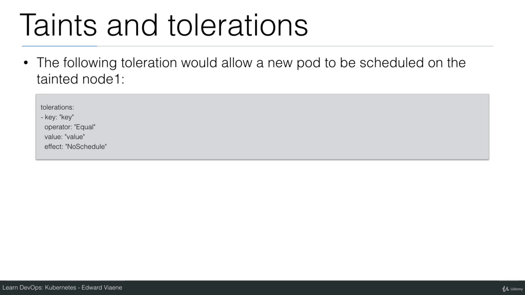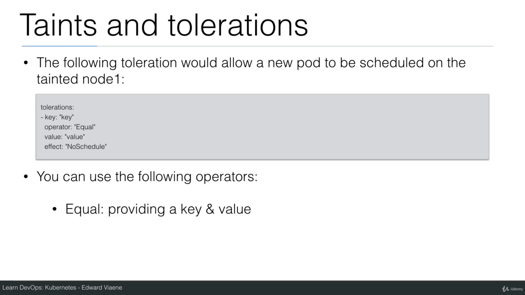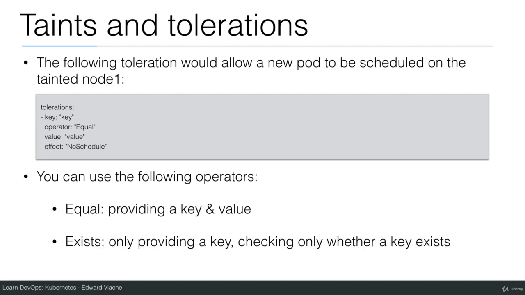So if you would create a pod or a deployment that uses this pod specification, then this pod could be scheduled on node1. You can use the following operators: Equal, providing a key and a value, as in the example above, or Exists, only providing a key, checking only whether a key exists.